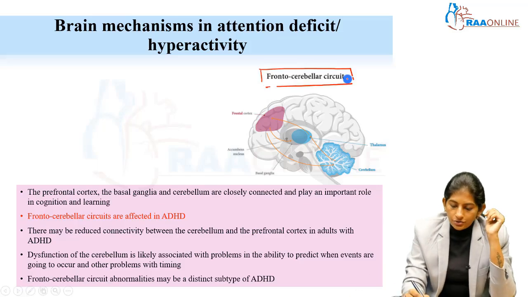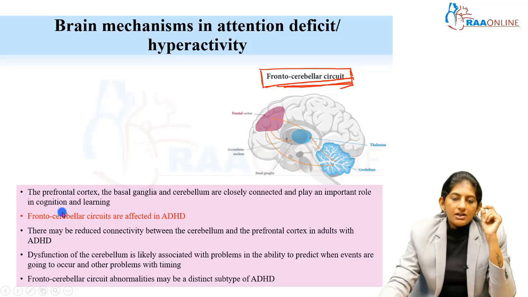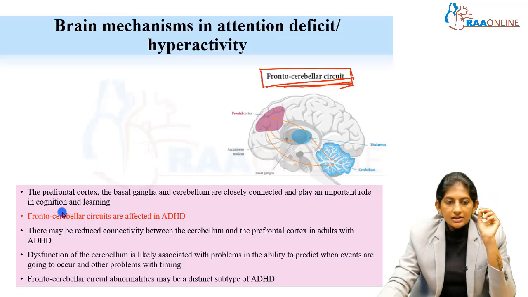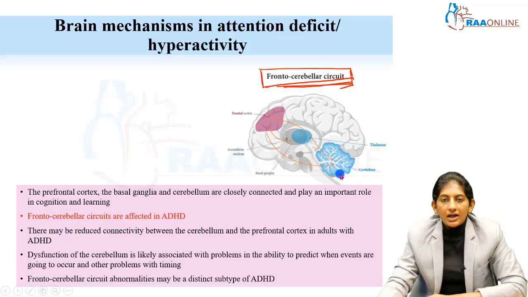Okay, frontocerebellar circuit. So these frontocerebellar circuits are affected in ADHD. The four main areas which are affected, we are going to see a little bit later. Just remember, this is the circuit. These connections are impaired in a child with ADHD. So there is reduced connectivity, and because of the reduced connectivity, there is dysfunction of the cerebellum.